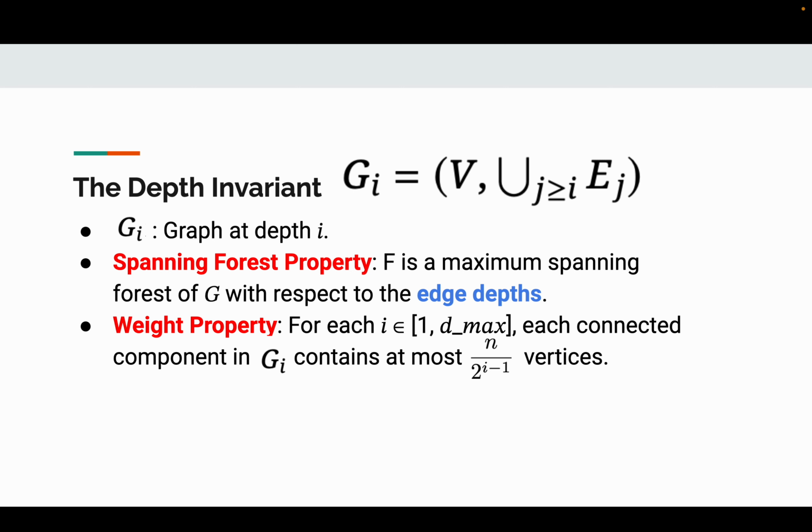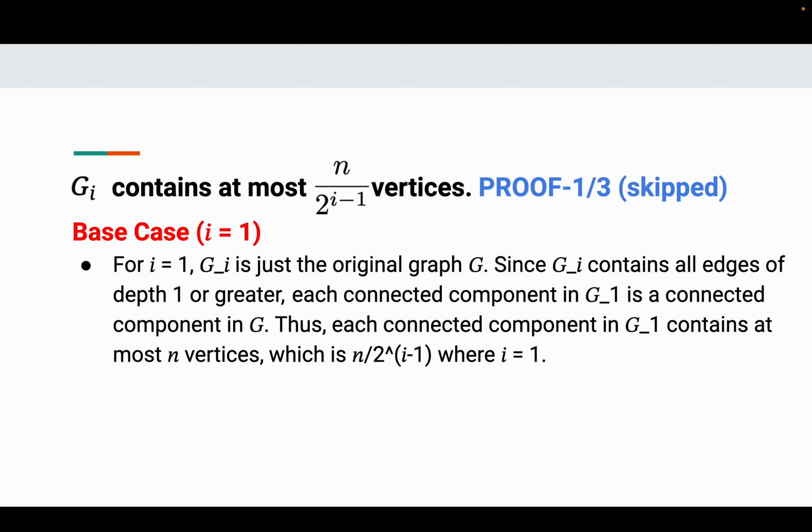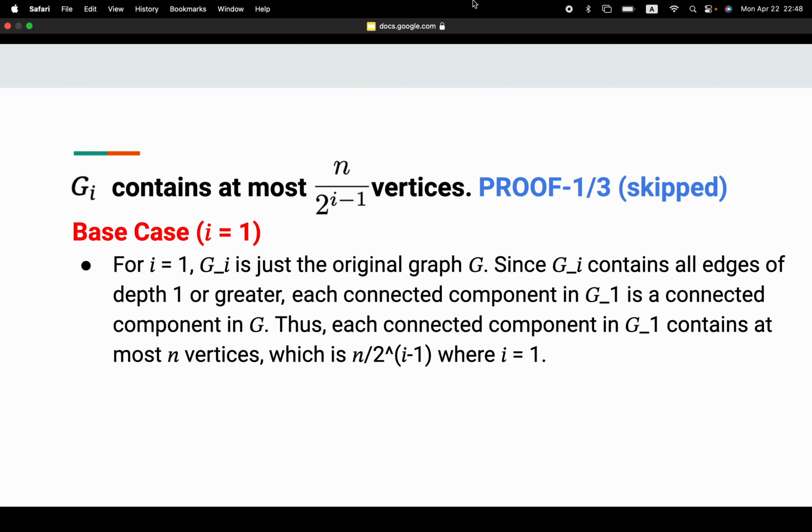And we will see how this will help us in maintaining the data structure in the later slide. And this is a brief proof of why GI contains at most n over 2 to the power of I minus 1 vertices, and we will skip the proof. If you are interested, please review the slide, which we have already uploaded on the course website.